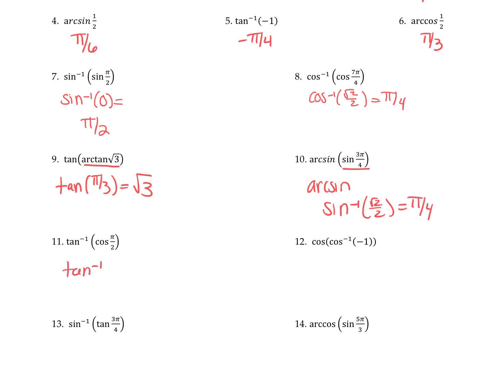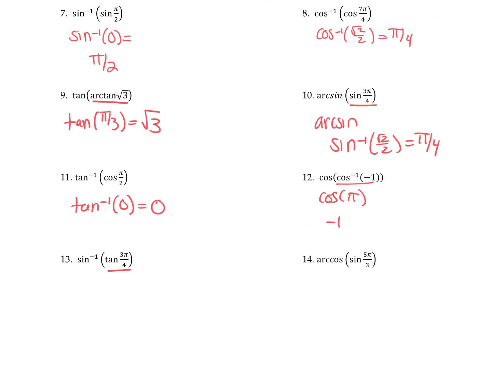Tangent inverse, cosine at pi over 2 is 0. Tangent of 0 is 0. Cosine is negative 1 at pi. Cosine of pi is negative 1. Tangent of 3 pi over 4 is negative 1. Sine is negative 1 at negative pi over 2. Sine at 5 pi over 3 is negative root 3 over 2. And the cosine inverse of that would be 5 pi over 6.